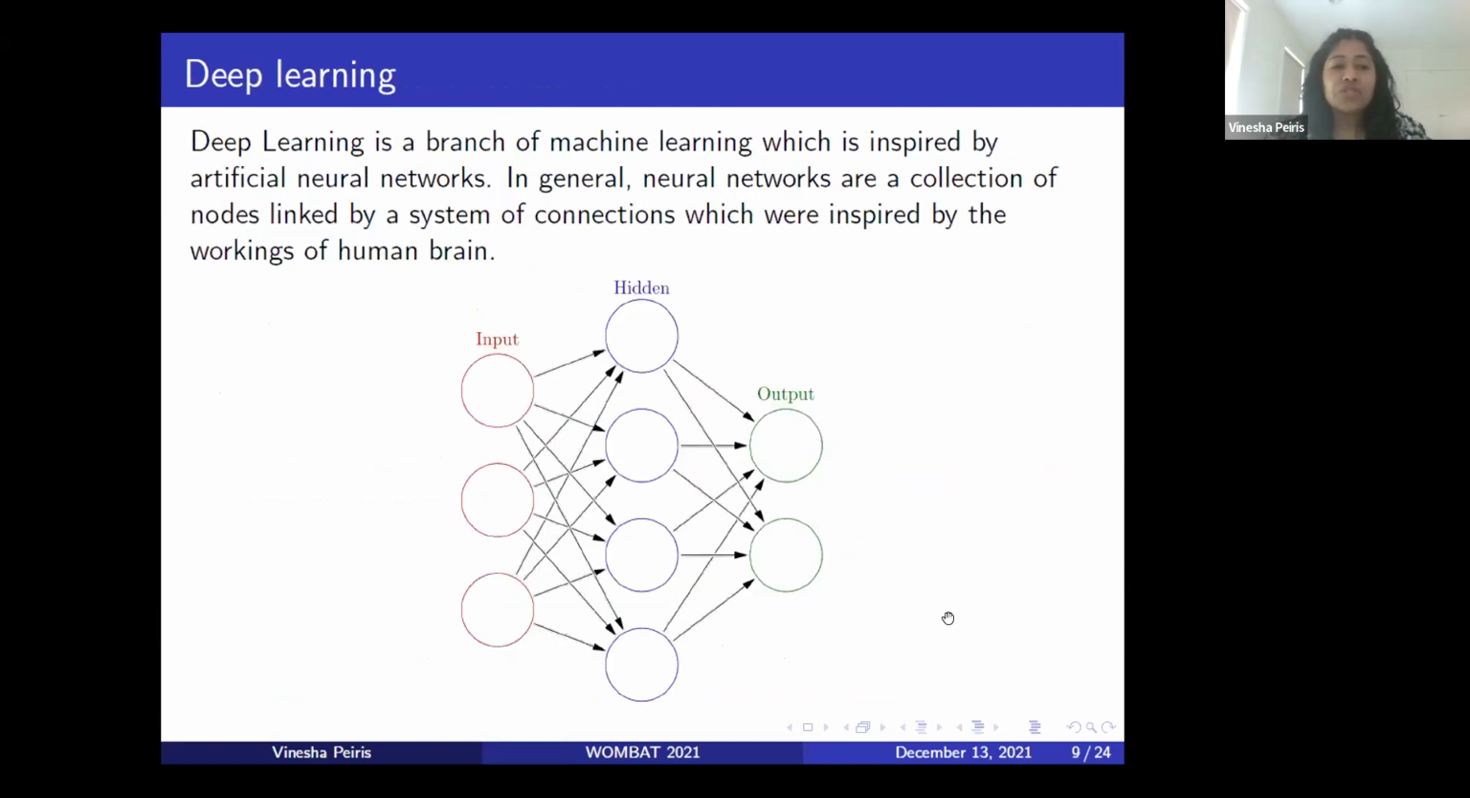Okay, moving on to deep learning. This is a branch of machine learning, and it was inspired by artificial neural networks. In a neural network, we have layers of nodes: input layers, hidden layers, and output layers. And you can have one or many hidden layers, or no hidden layers at all. And these nodes are connected, and these connections are known as weights.